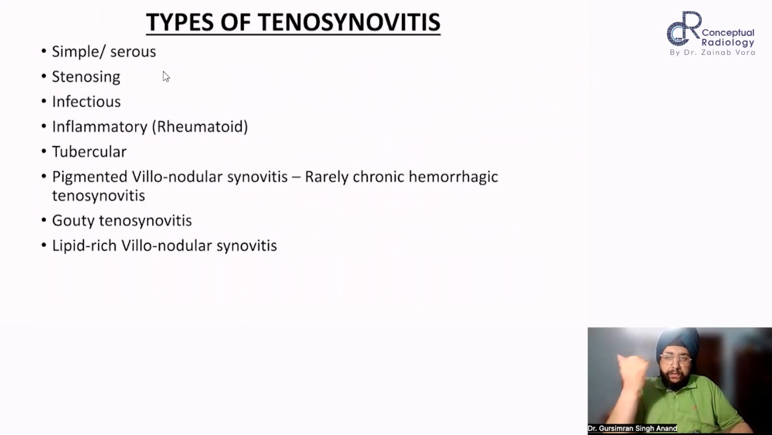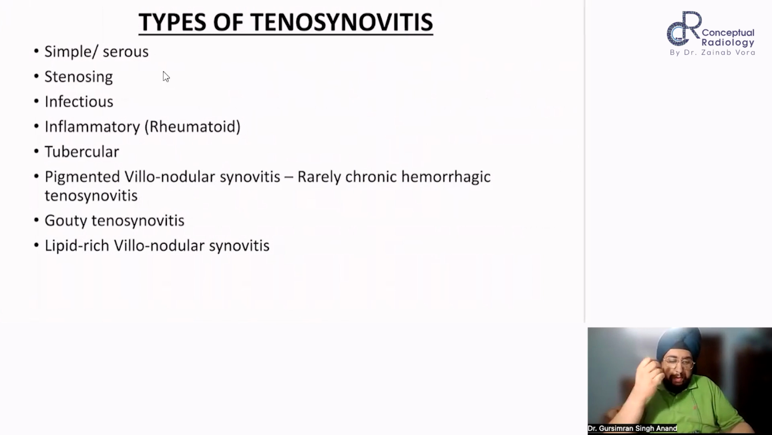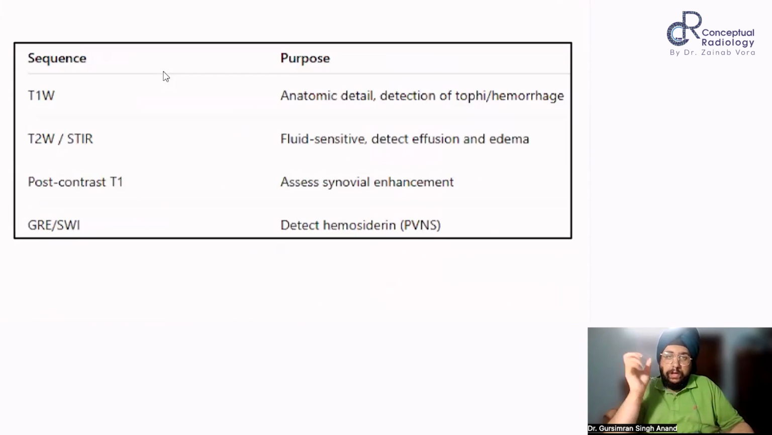Now, there are certain types of tenosynovitis which we see on a day-to-day basis. Okay, so let us start with one. On T1 weighted sequence, you definitely have to see the anatomical details. You can also detect your tophi and hemorrhage. For fluid sensitive sequences, you go for T2 weighted and STIR sequences. For synovial enhancement, we go for post contrast T1 weighted sequence.